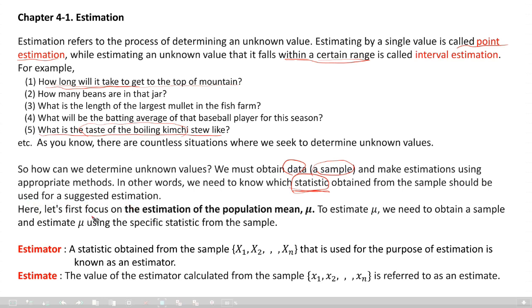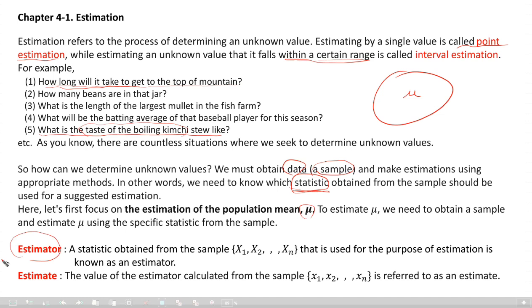Here, let's first focus on estimation of a population mean mu. Okay, the population has a mean mu, an unknown value. To estimate mu, we need to obtain a sample and estimate mu using a specific statistic from the sample. What is a specific statistic? That's what we want to study in this chapter.